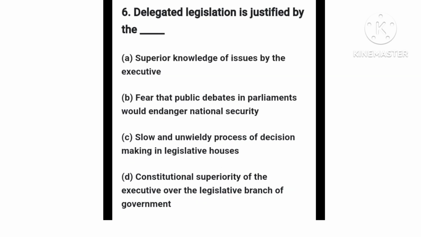This question is question number 6. The question says, delegated legislation is justified by the dash. Options: option A, superior knowledge of issues by the executive. Option B, fear that public debate in parliament would endanger national security. Option C, slow and unwieldy process of decision-making in legislative house. Option D, constitutional superiority of the executive over the legislative branch of government.